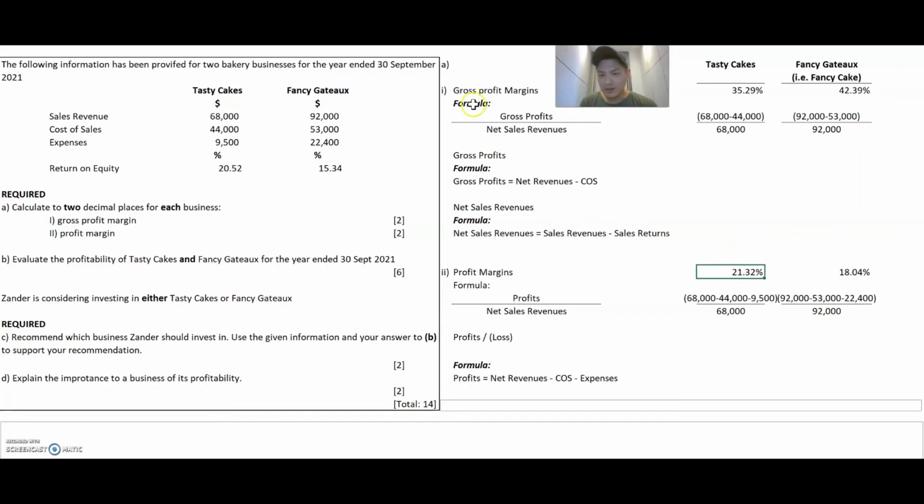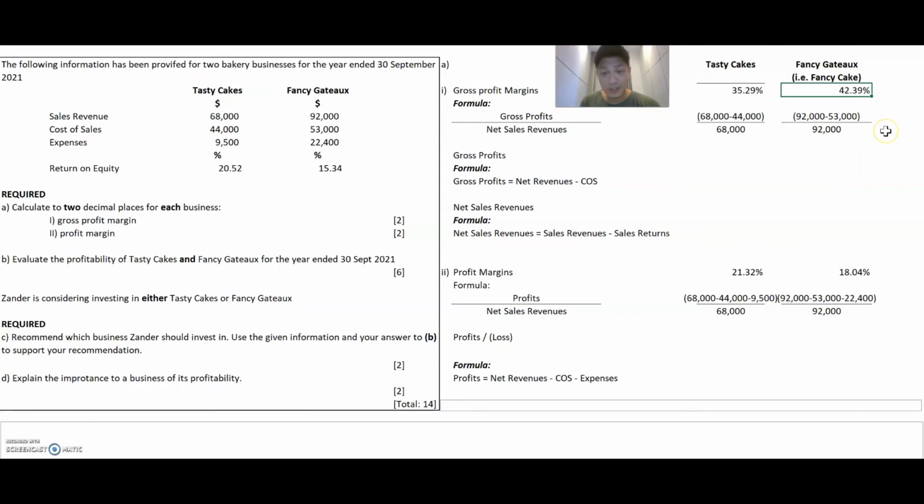Okay. Now let's look at gross profit margins. What's the difference between that and profit margins? Gross profit margin only takes into account direct costs. So it's $100 worth of cakes that you sell less the cost of the cakes only. If I look at that, for Tasty Cakes, that profit is $35, which implies that the direct cost of the cakes is $65. Because if I sell $100 of the cakes and my gross profit is $35, it means that my cost of goods sold is about $65. So that's what this percentage means.